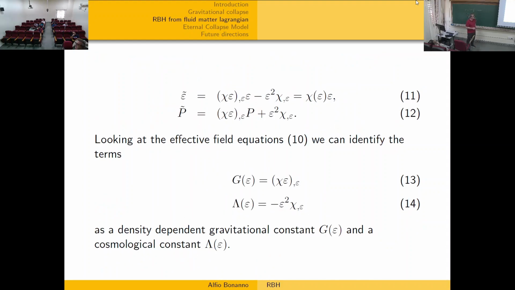Okay, and now you see basically that's the new effective energy density, that's a new effective pressure, and, as I was saying, G of epsilon is given by this expression, and the new cosmological constant is given by this expression. So notice that if chi comma epsilon is negative, the cosmological constant is really a de Sitter. So it can help me in producing a de Sitter core. That's the key idea. But the question is what to do with this G of epsilon.